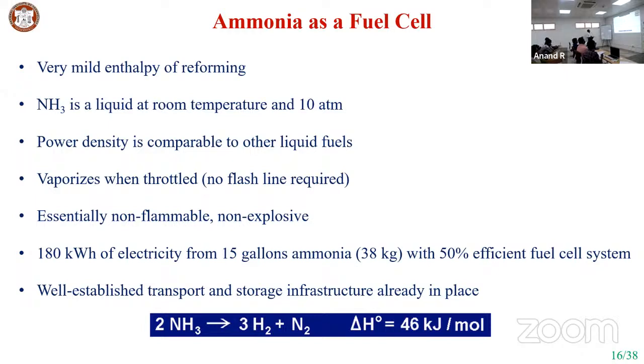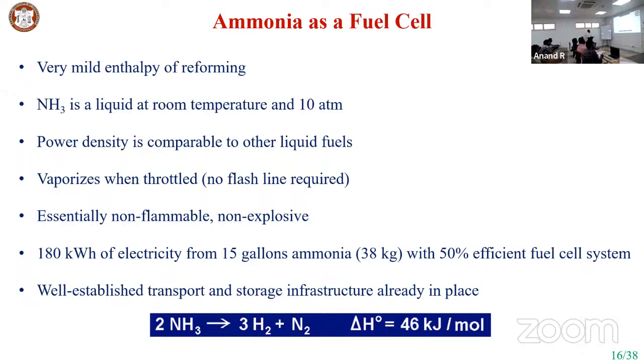temperature and pressure. It is essentially non-flammable and non-explosive. And I can say 180 kilowatt hours of electricity can come from burning 15 gallons of ammonia, which is equivalent to 38 kg. If you are able to use the ammonia in a fuel cell with 50% efficiency, then from 38 kg you can produce 180 units of electricity.